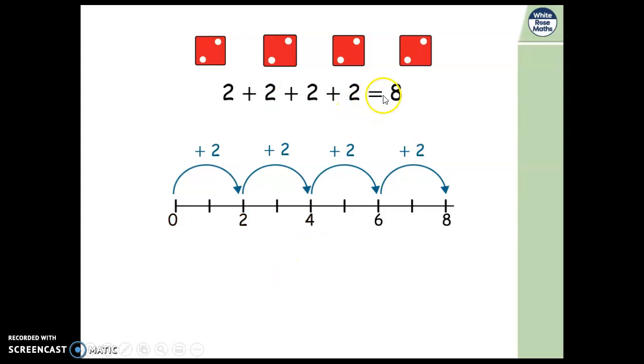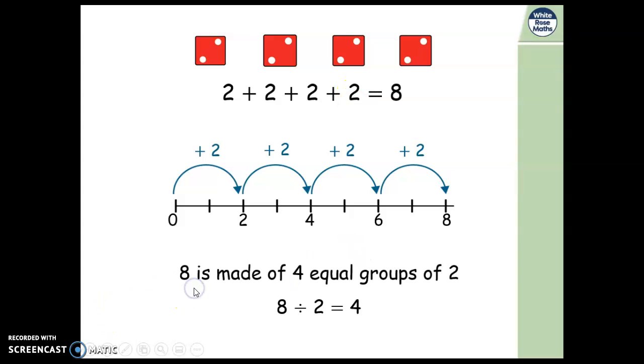2 and 2 and 2 and 2 equals 8. So 8 divided by 2 equals 4 because we've got one group of 2, 2, 3, 4 groups of 2. 8 is made of 4 equal groups of 2.